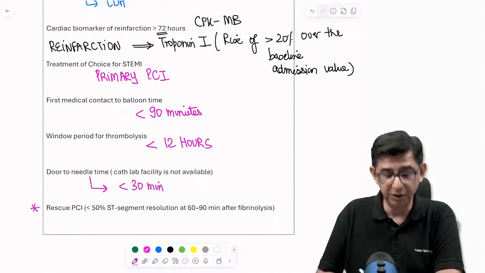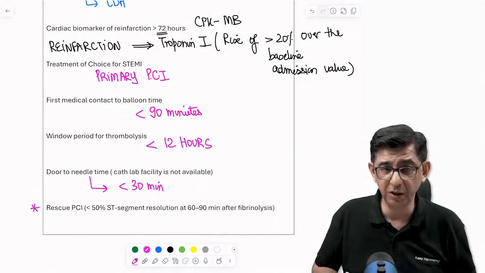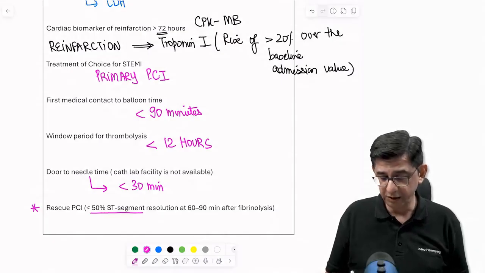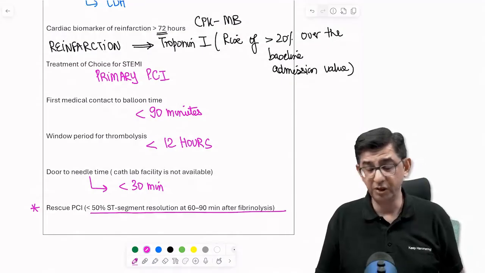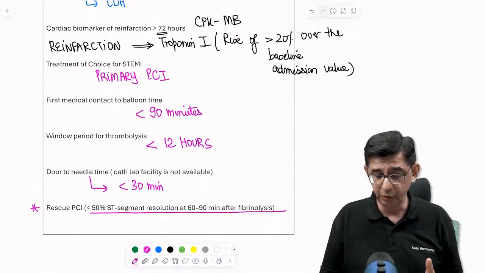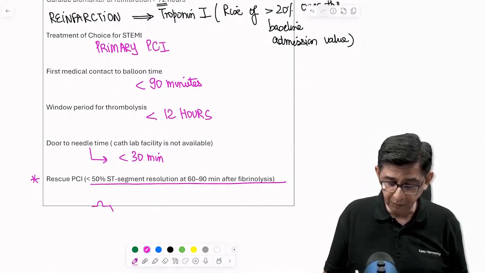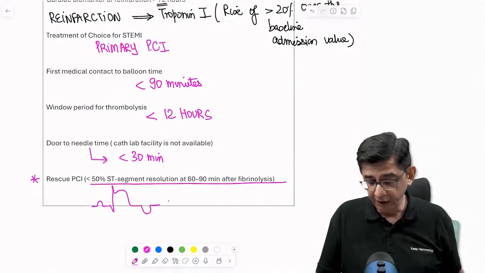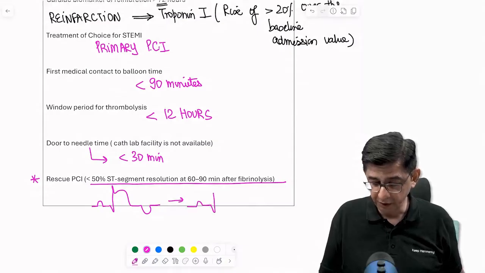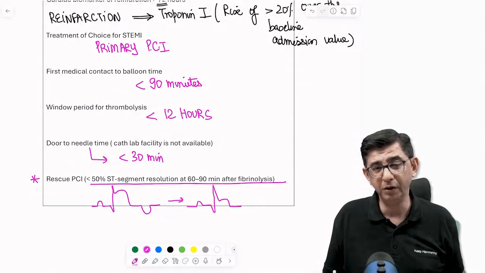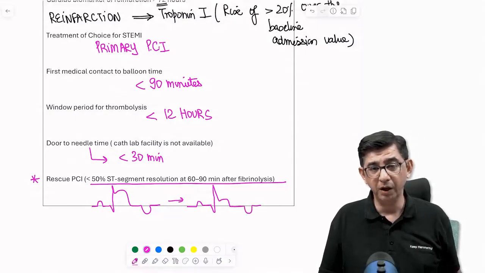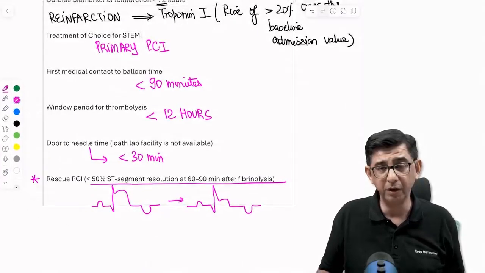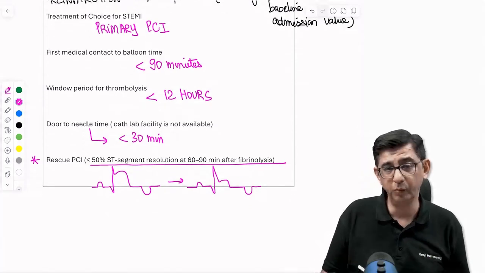And then there is a concept that was asked in the FMG exam, rescue PCI. Rescue PCI basically means that there is a failure of thrombolysis. The meaning of failure of thrombolysis is less than 50% ST segment resolution at 90 minutes after fibrinolysis. Suppose when the patient came, the ST elevation was 4 millimeter. When I treat the patient, the ST elevation will decrease from 4 to 3, then to 2 millimeter, then to 1, and gradually begin to disappear. Here the ST elevation started coming down, so this is beneficial. This means successful thrombolysis is occurring.